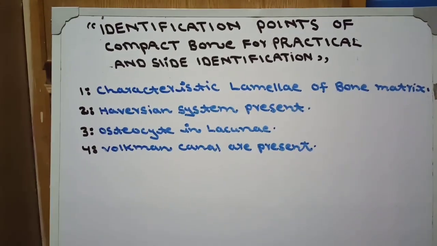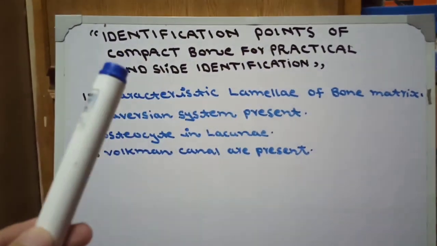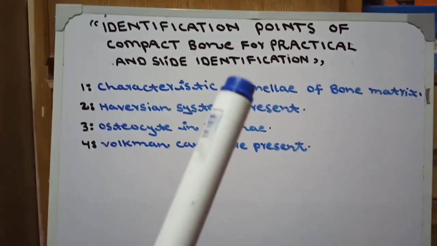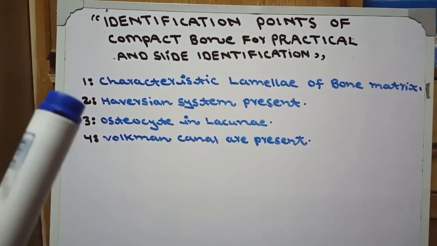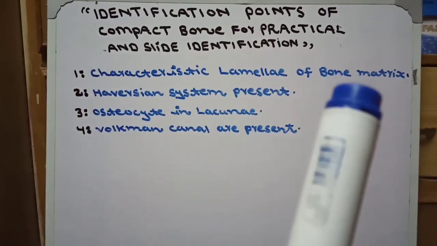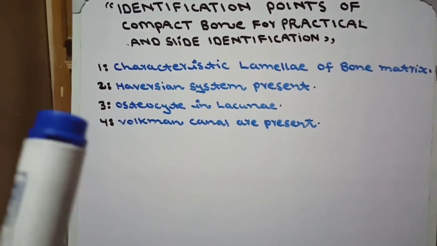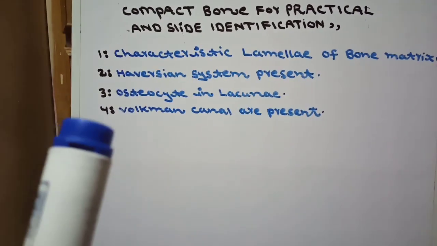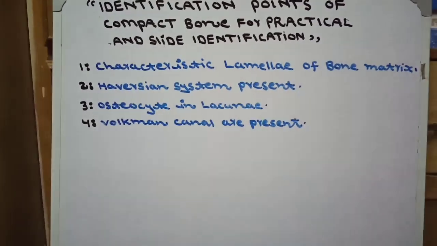Today our topic is related to histology: identification points of compact bone for practical and slide identification. There are four identification points of compact bone. Number one, characteristic lamellae of bone matrix. Number two, Haversian system present. Number three, osteocytes in lacunae. Number four, Volkmann canals are present.